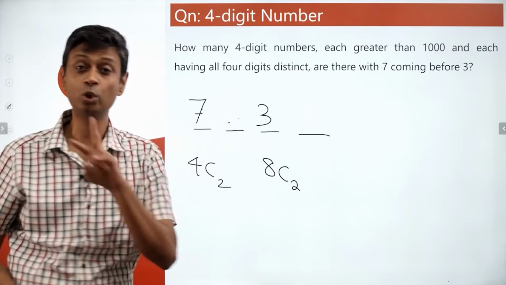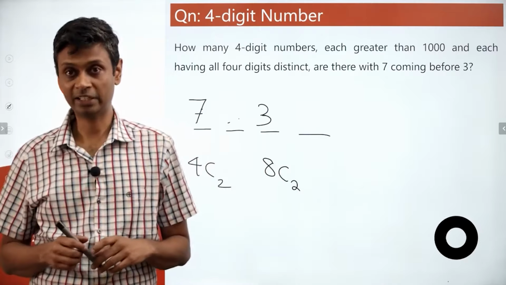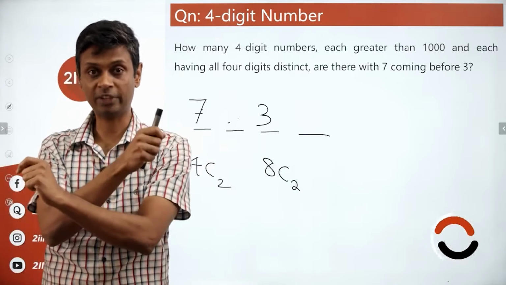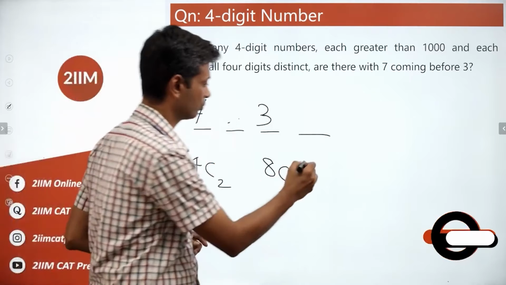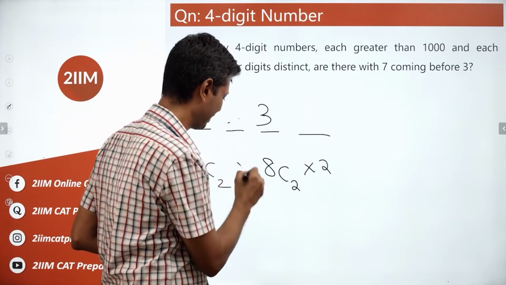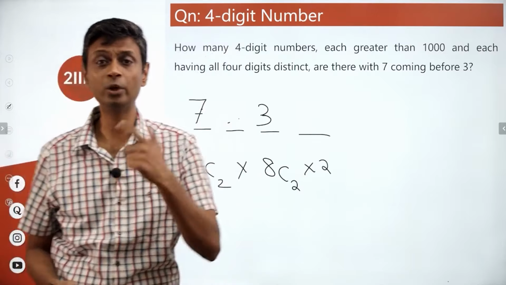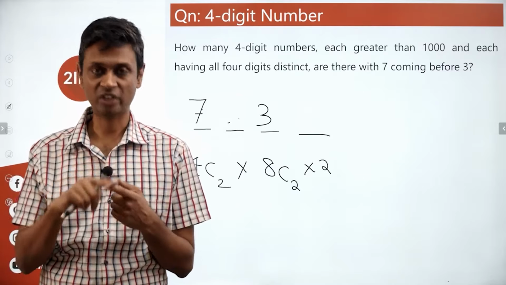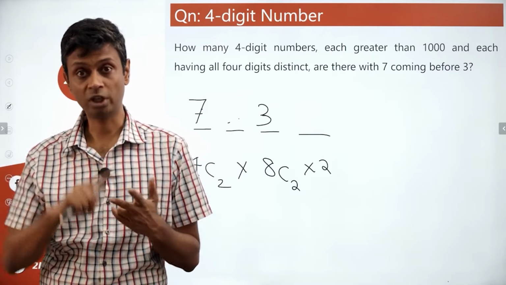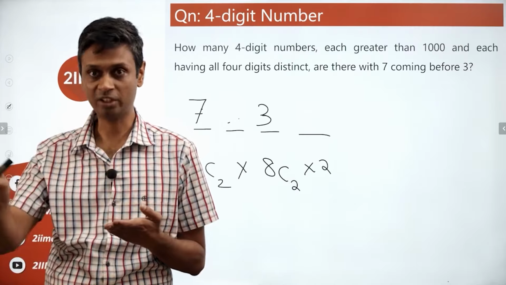Not just that, we've selected 2 digits, maybe we selected 5 and 9. It could be 5 and 9 or 9 and 5. So 8C2 into 2. Lovely. 4C2 into 8C2 into 2. Now, we've accounted for all numbers having 7 and 3, 7 coming before 3, all 4 digits being distinct.